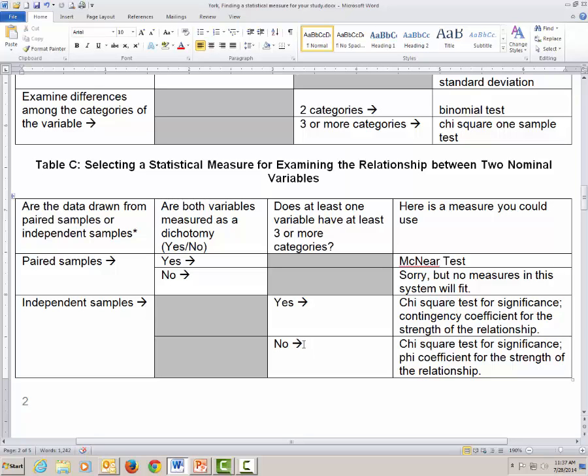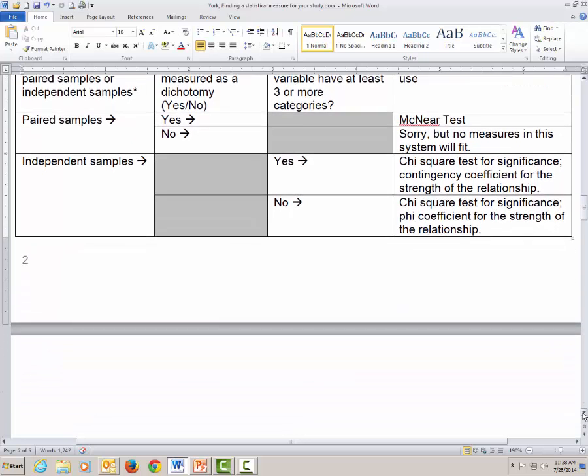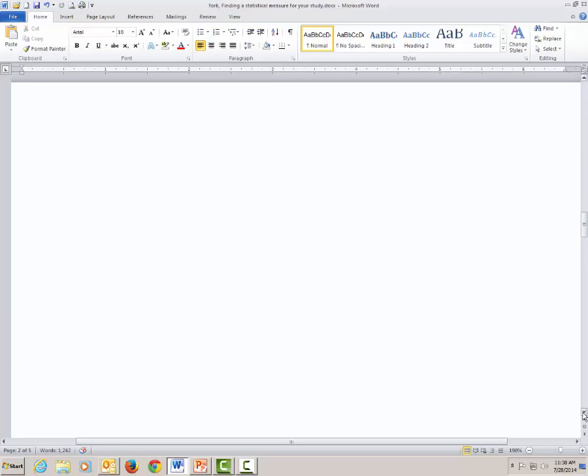If it is not true that at least one variable has three or more categories, then the chi-square test for significance would be appropriate for determining statistical significance. And the phi coefficient, in other words, would be something you could use for determining the strength of the relationship, the magnitude of your results.